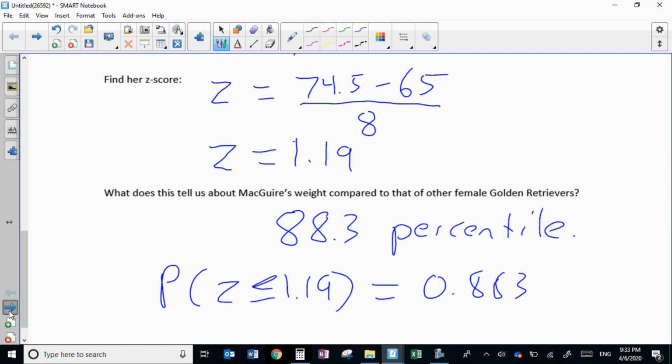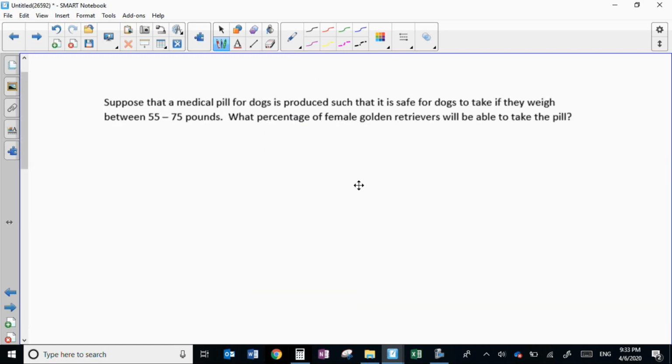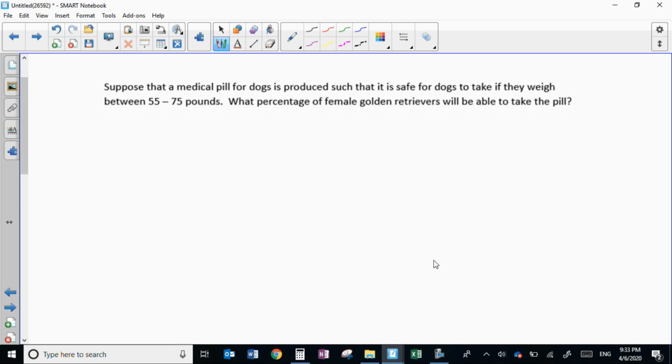Let's try another problem, slightly more difficult. Suppose that a medical pill for dogs is produced such that it's safe for dogs to take if they weigh between 55 and 75 pounds. What percentage of female golden retrievers will be able to take this pill? So what we need to do is figure out two possible Z-scores. One for a dog that's 55 pounds and another for a dog that's 75 pounds. Let's think of this one as being Z1 being 55 and Z2 being 75.